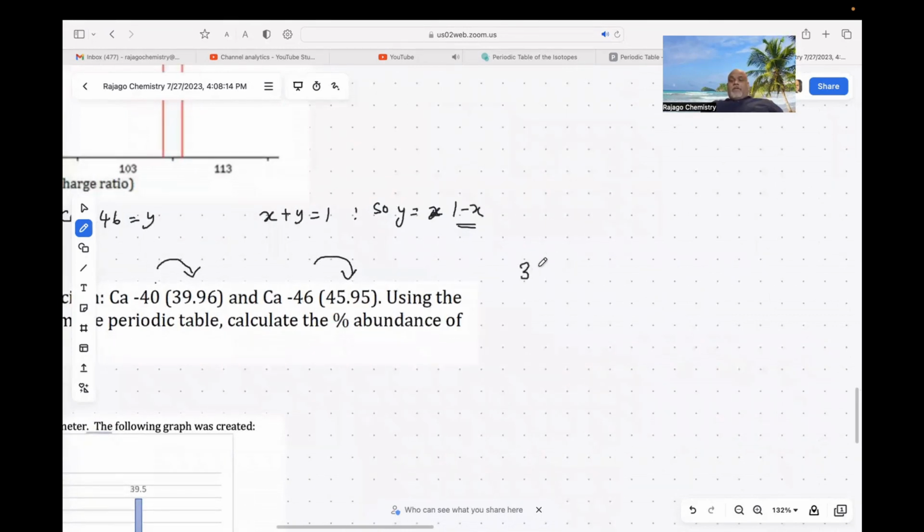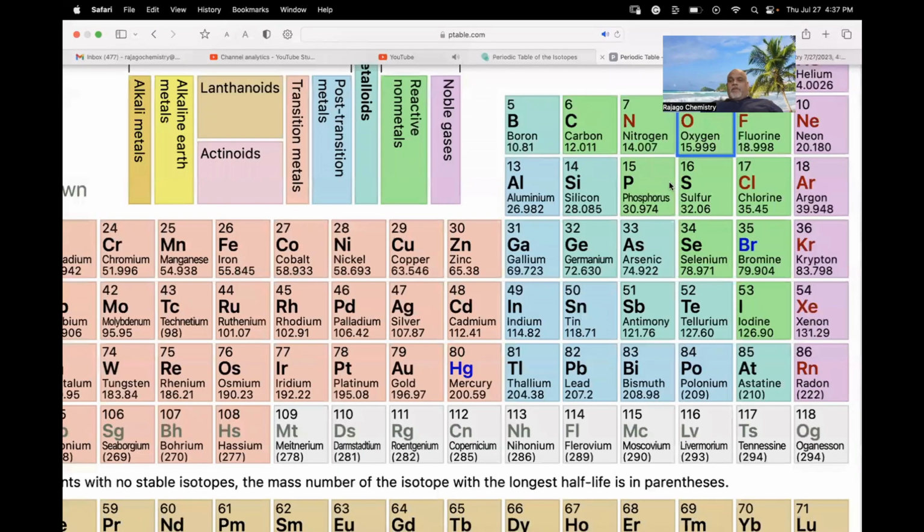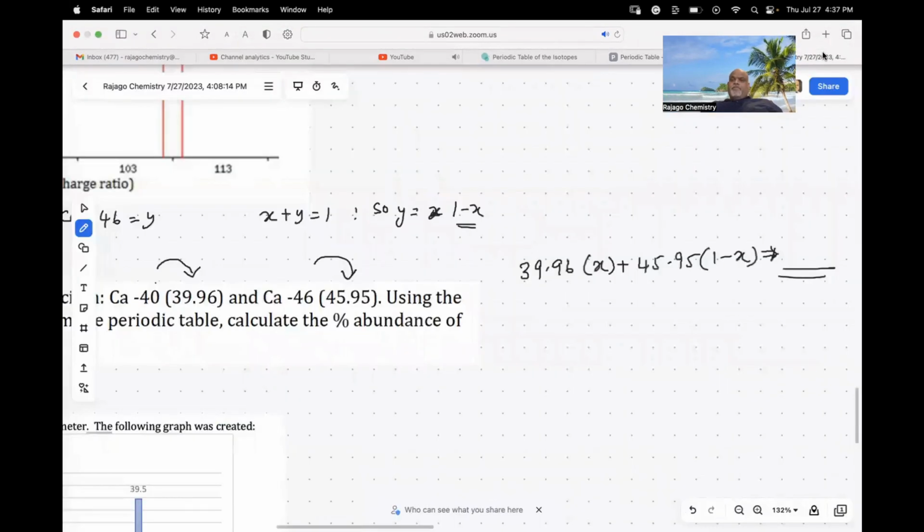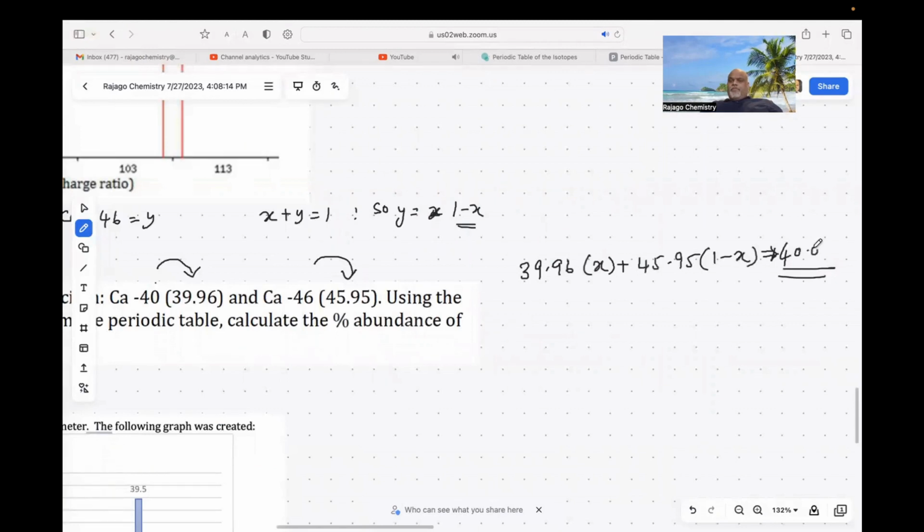Earlier we did it in a different way. So we are going to take 39.96 times X plus 45.95 times (1 minus X), which will be equal to the number in the periodic table. What is the molar mass of calcium in the periodic table? Calcium is 40.078. And you solve for this: minus 5.99X is equal to minus 5.87. X is equal to 0.98, which will be 98%.